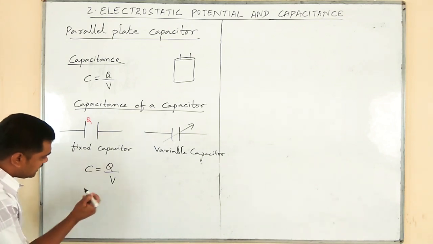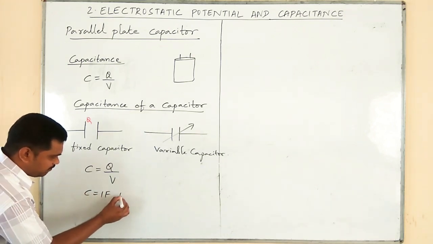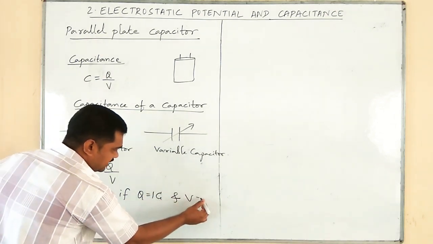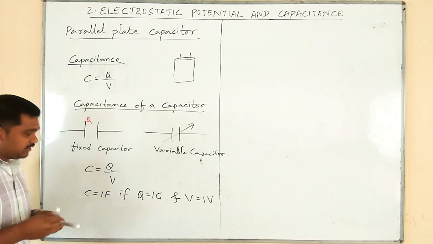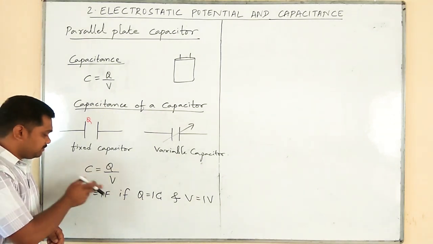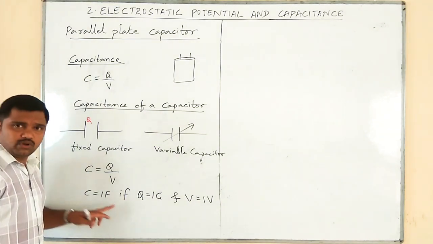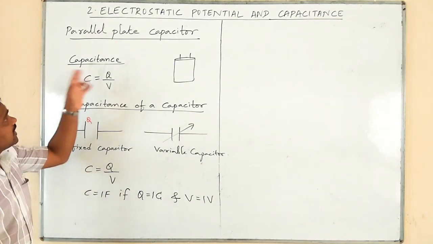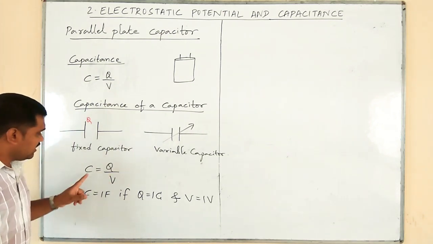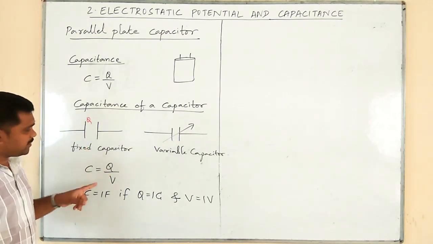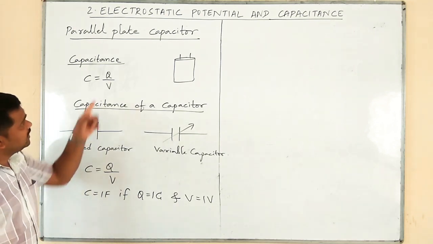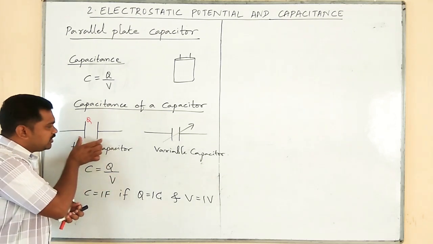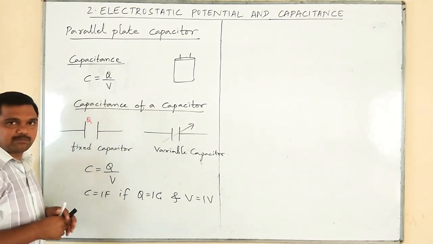See here, C is equal to 1 farad if Q is equal to 1 coulomb and V is equal to 1 volt. We have defined the value of C equal to 1 farad in our last class, isn't it? So now when we come to the concept of capacitors, how do we define the capacitance of a capacitor? It is the ratio of the charge held by the capacitor to the potential difference between the two plates of the capacitor.